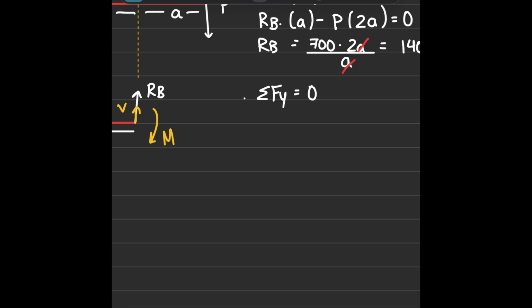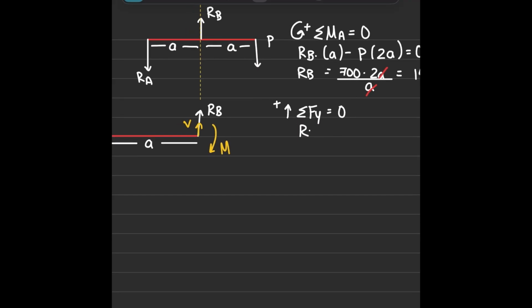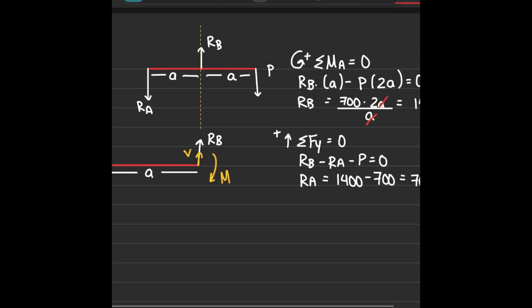Then we can take the sum of the forces in the y-axis. Let's take positive for upwards. That will give us the reaction at B minus the reaction at A minus P equals 0. That will give us reaction at A equals 1,400 minus 700, which equals 700 kilonewtons. So we found the reaction at A, which is also equal to the shear force.